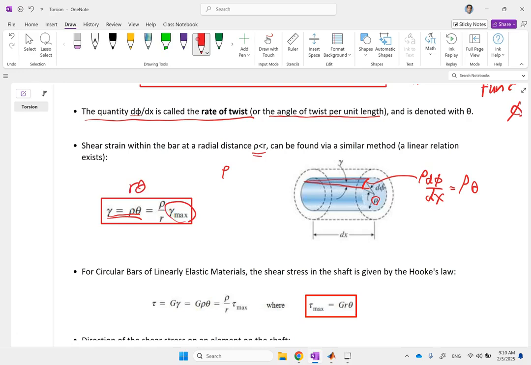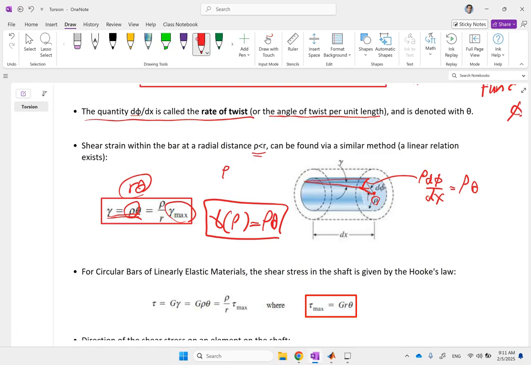Okay? So you see gamma also changes linearly. Gamma at this center is 0. As you move radially out, it gets bigger and bigger until it gets to R times theta. The function of it is rho times theta. So gamma is a function of rho, and it is rho times theta, correct? And so this is also a linear function.